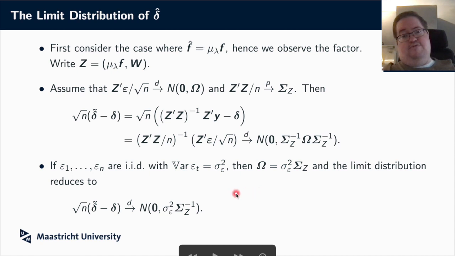Again, if you make your life simpler, if you assume IID error terms, if you assume homoscedasticity, then you can reduce this omega to something like sigma squared times sigma z, which would be like the familiar standard case, and in which case we get the standard limit distribution back. I'm using here the more general form because if you look at Bai and Ng's paper, that is actually what they are using.